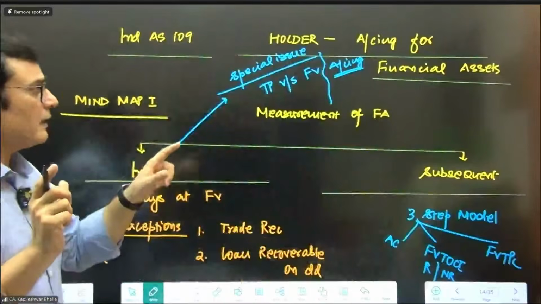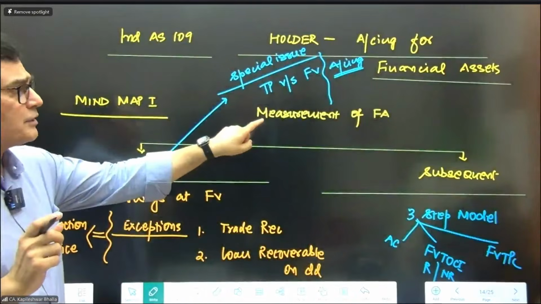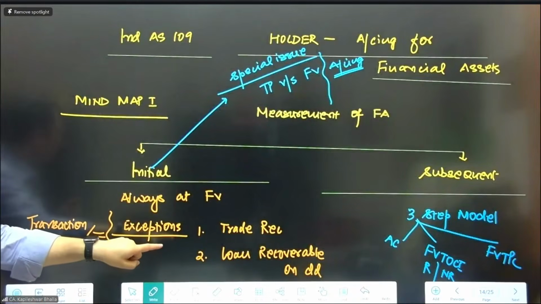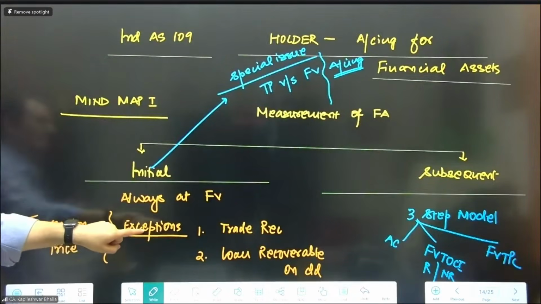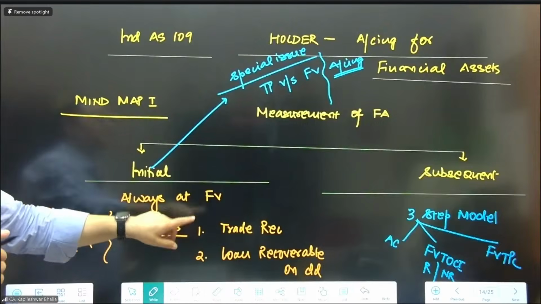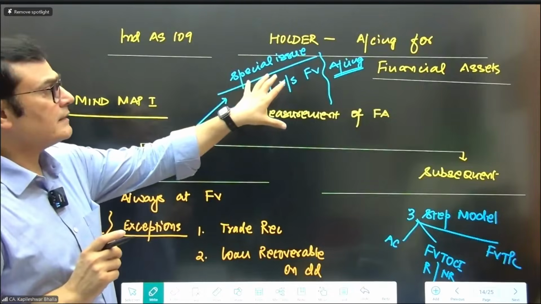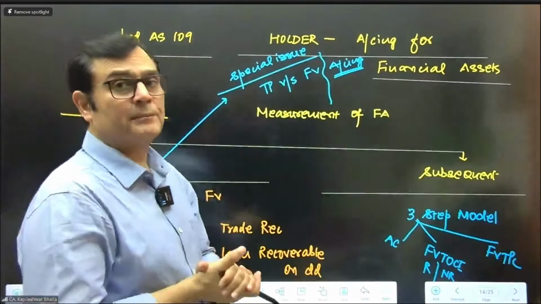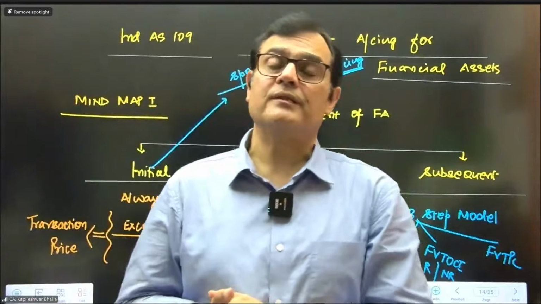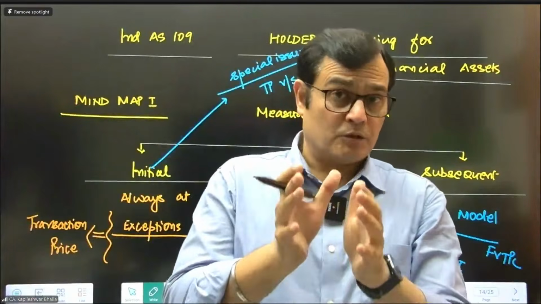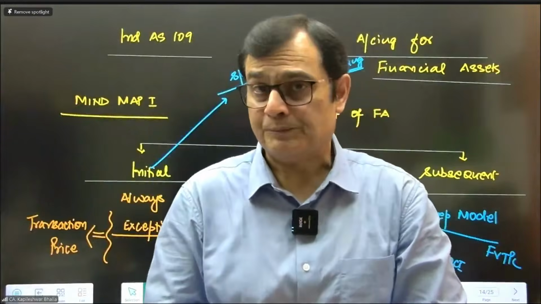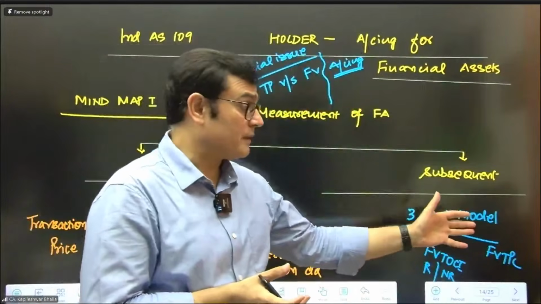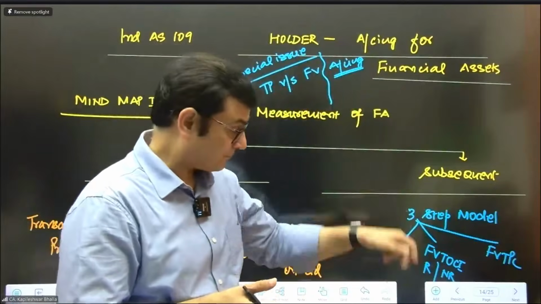So when it comes to the measurement of financial assets, initially it is fair value with certain exceptions, which is at TP. And then we also consider that there are certain exception cases which are dealt with as a special issue. Subsequent measurement depends upon the parameters given in 109, for which I'm just going to make a revision of the 3 steps with you. And that would decide the fate of what value you are going to measure the financial assets at subsequently.